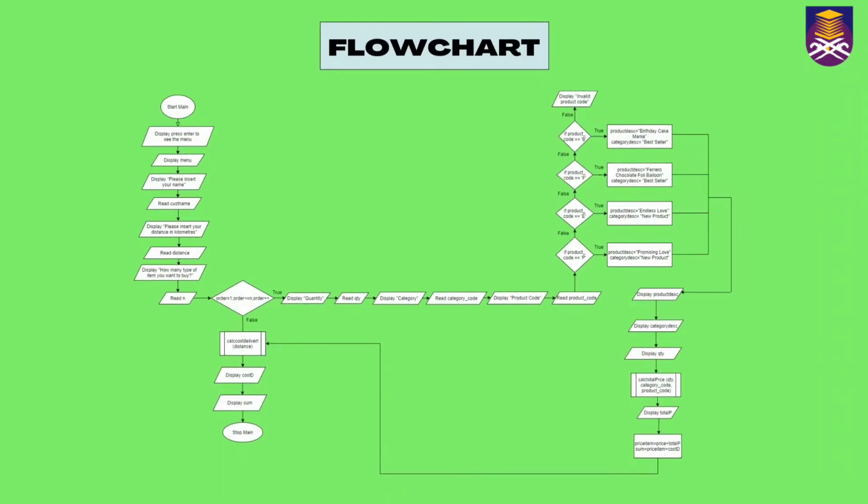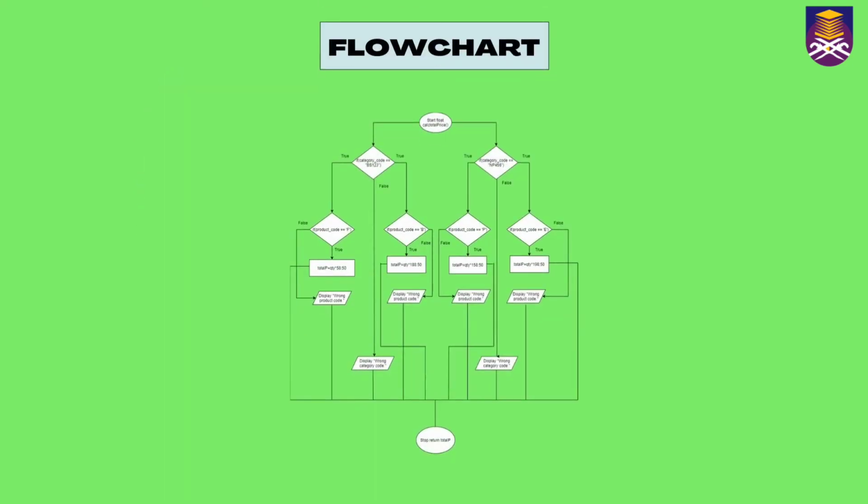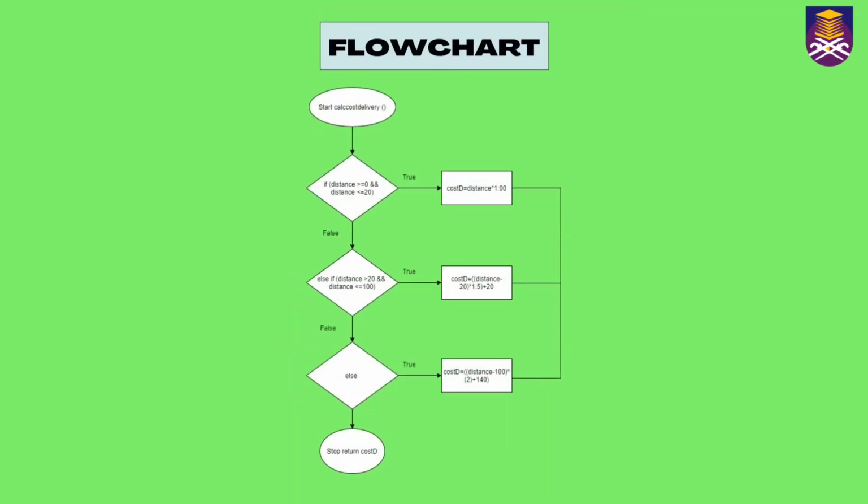Okay, here I inserted our flowchart. This is the flowchart for main, and this is the flowchart for the function to find the total price, and this is the function we use to find the cost of delivery.